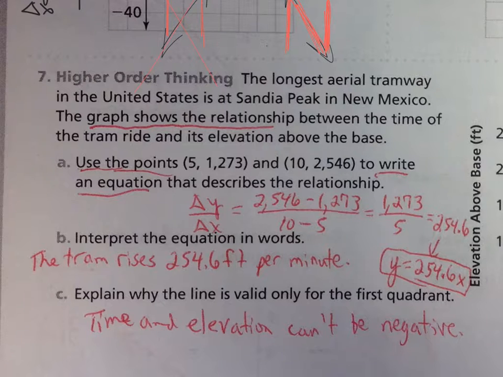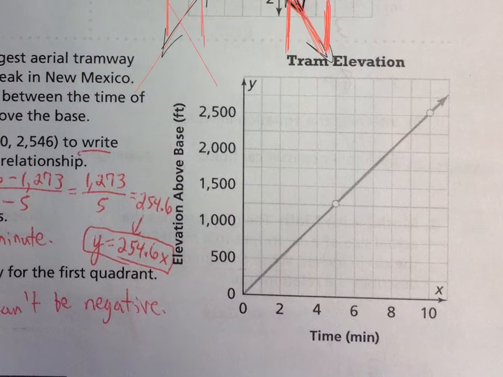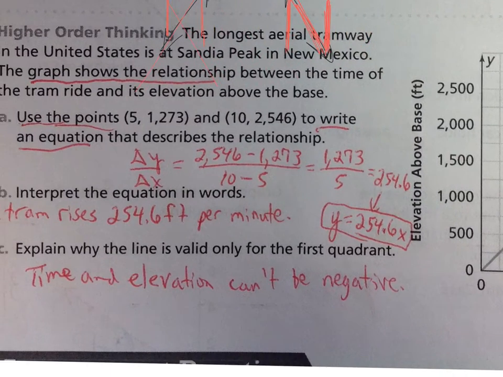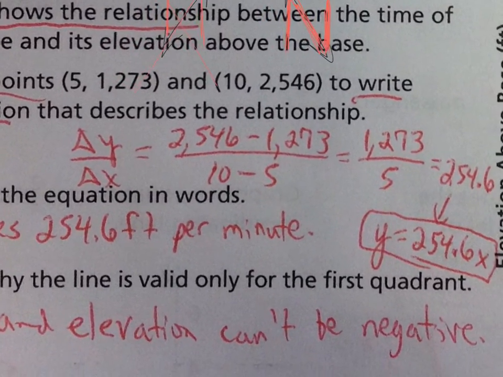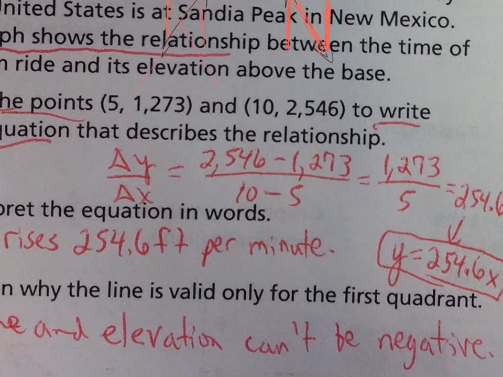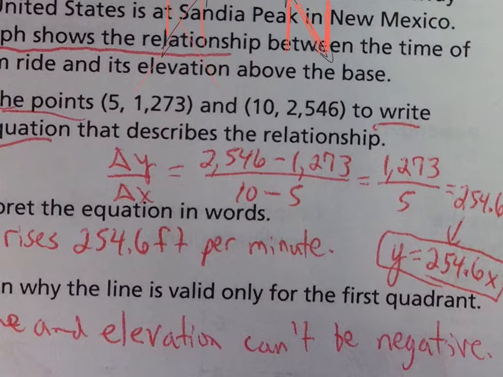So looking at the points here that they've given us, we know slope is a change in y over change in x. So change in y, we could actually just subtract those y values. So again, make sure you have the y value, not the x value, when you're subtracting up in the numerator. So 2,546 minus 1,273 is 1,273. Change in x is 10 minus 5.